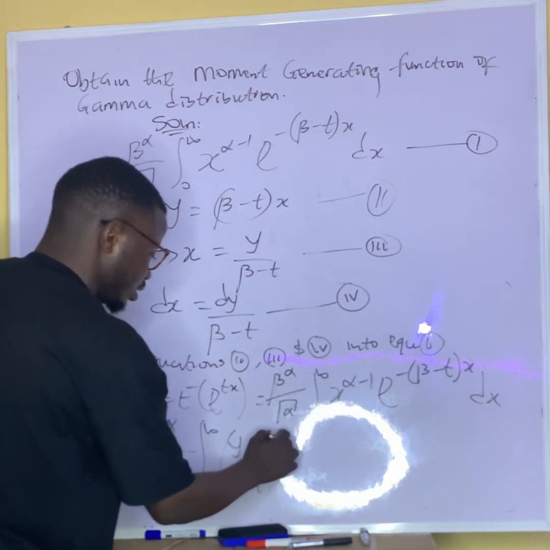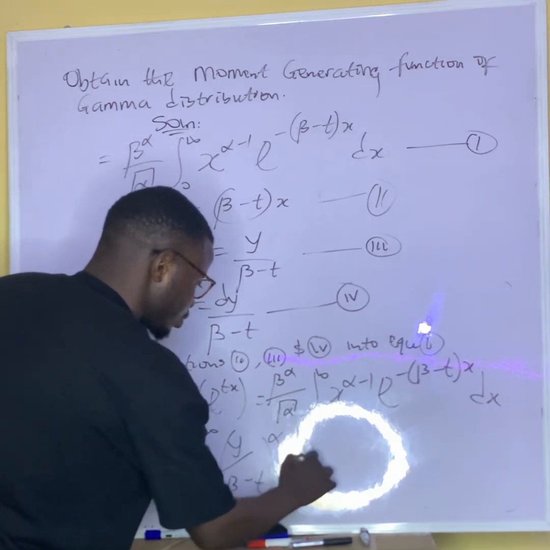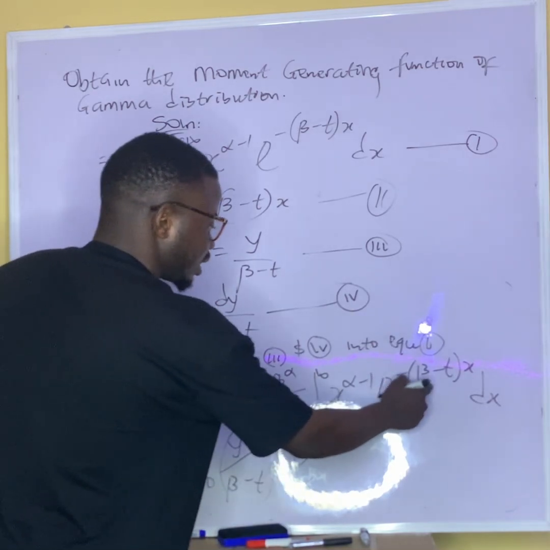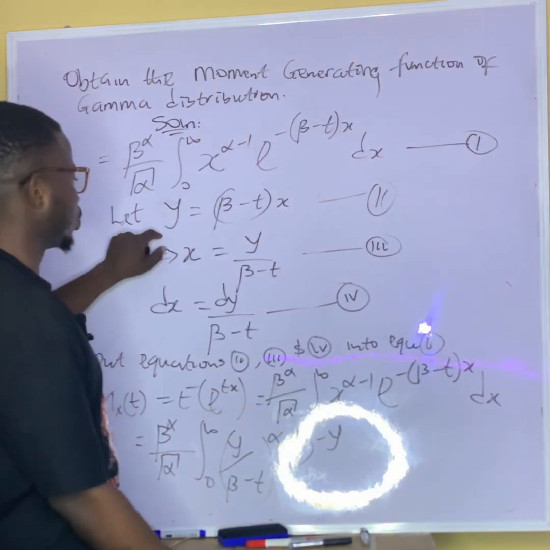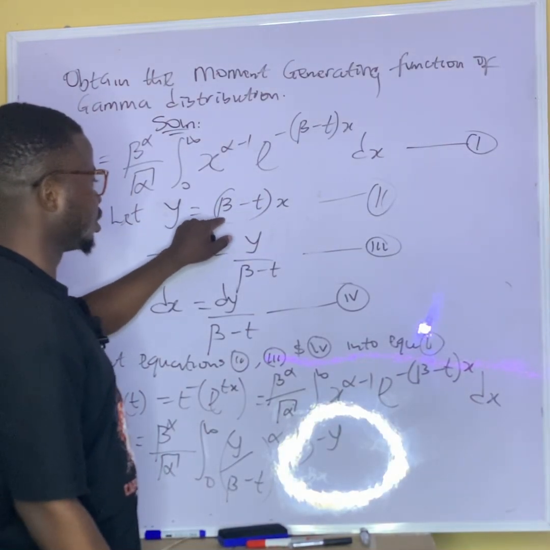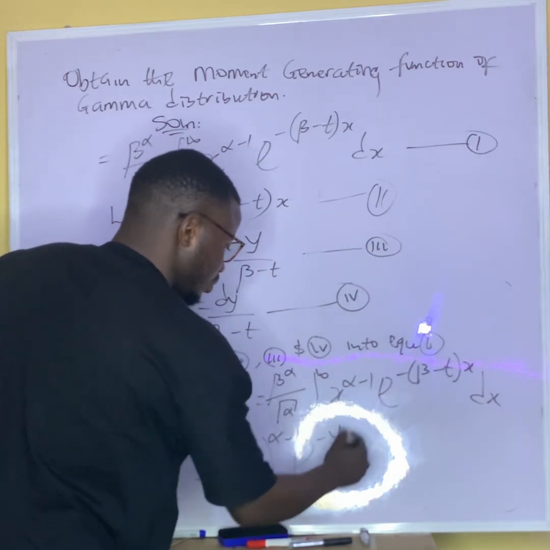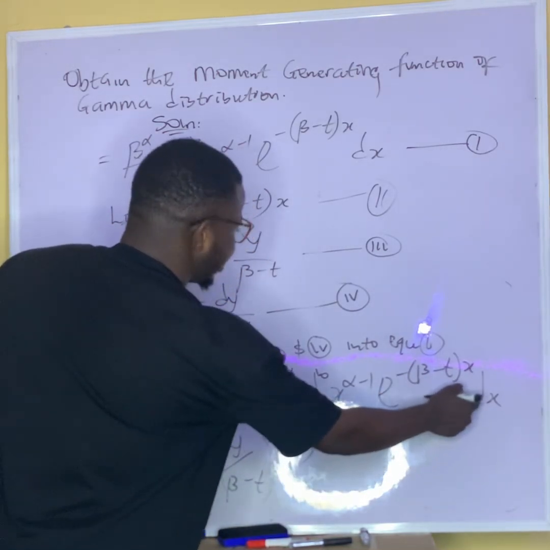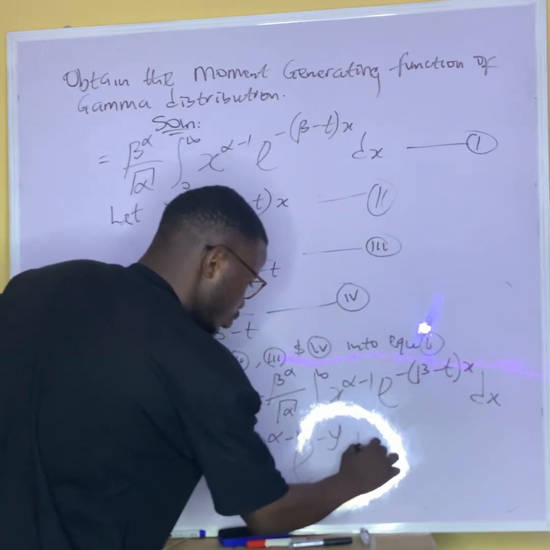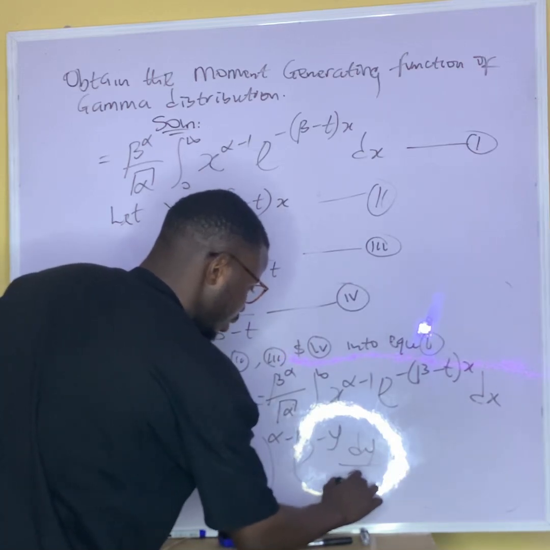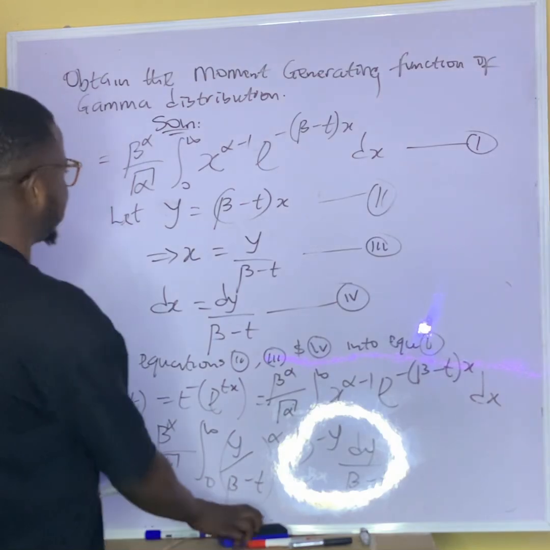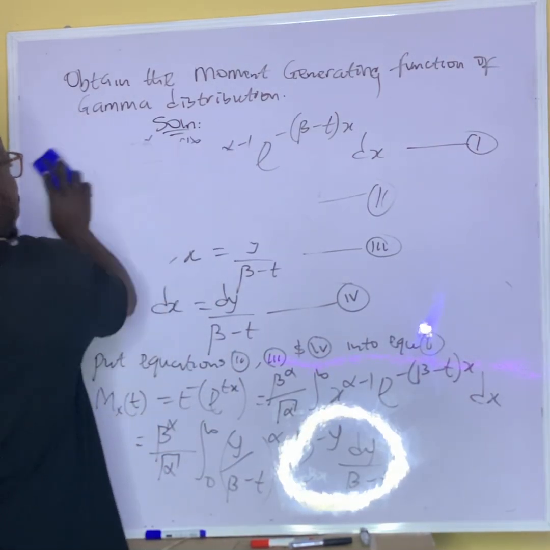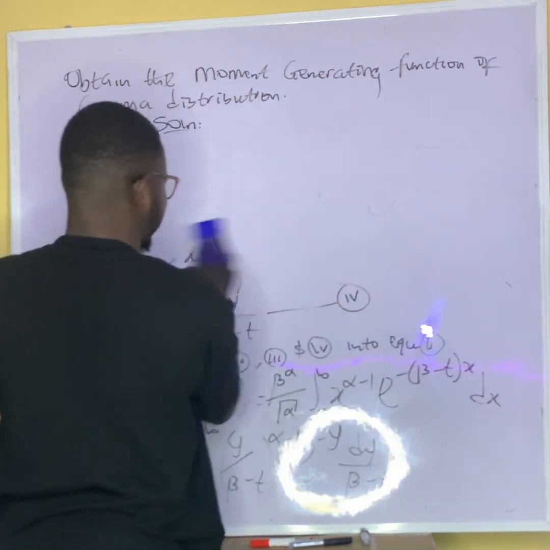Then the power of x here is alpha minus 1, exponential minus y. Instead of writing beta minus t times x, don't forget that when you go back to equation 2, we actually use y to represent beta minus t times x. So now, instead of writing dx, that will become dy over beta minus t. So that's it. Now from what we have there, we can have this.